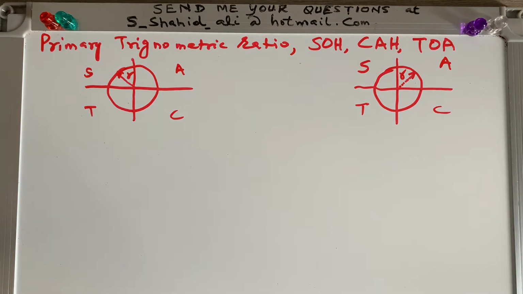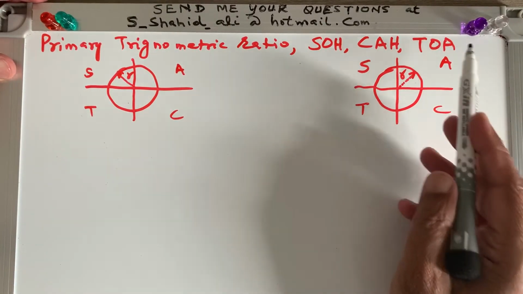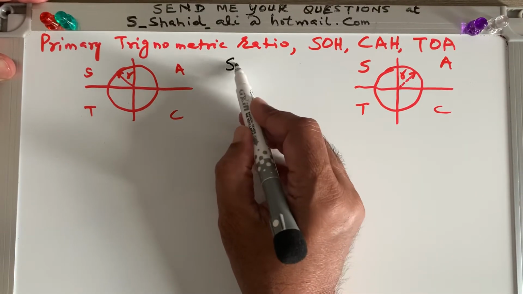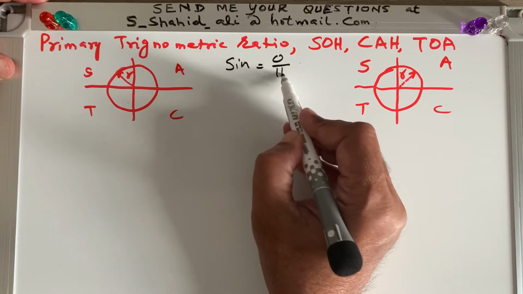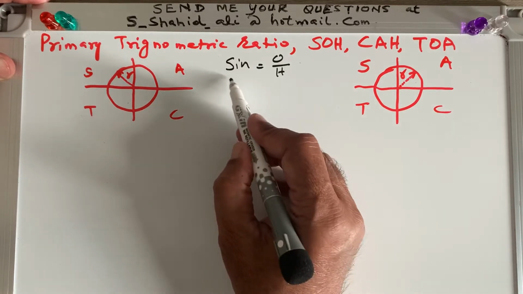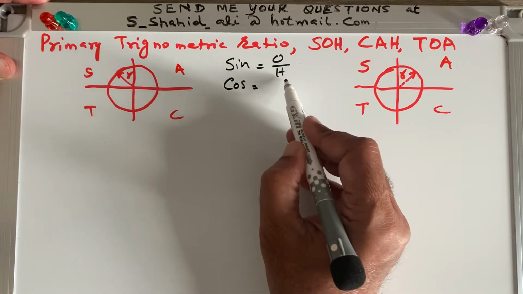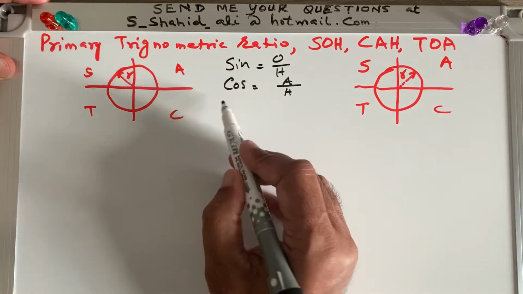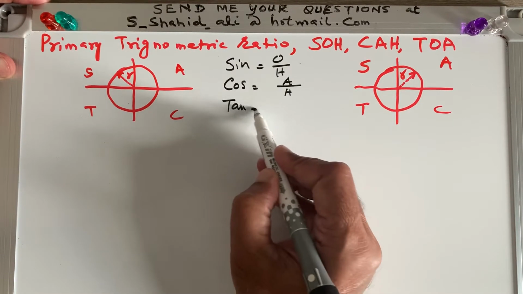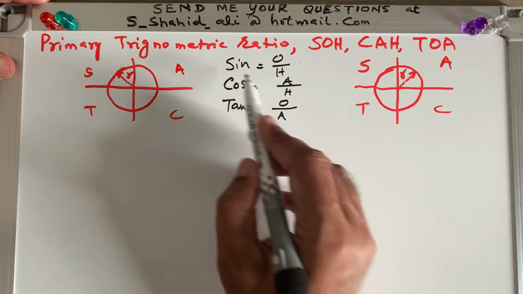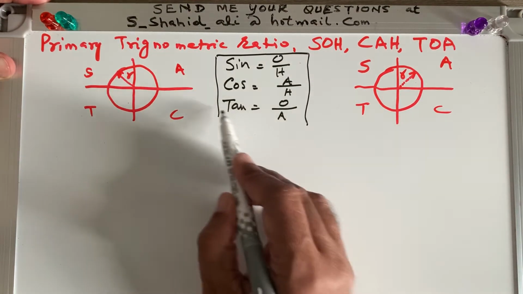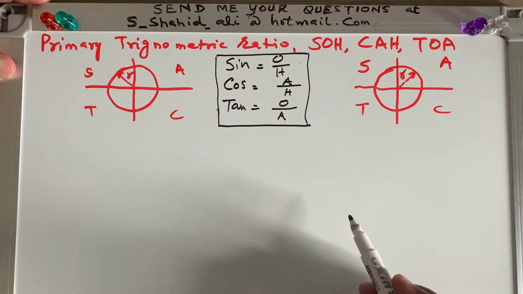And we learned in the previous classes that to remember what sine equals, what cos equals, and what tangent equals, we say SOH CAH TOA. What does it mean? S for sine, and SOH means opposite over hypotenuse, right? And then C for cos, and CAH means adjacent over hypotenuse. Tangent, T for tangent, and TOA, opposite over adjacent. So this is how we remember our three primary trigonometric ratios, what they equal in a right angle triangle.